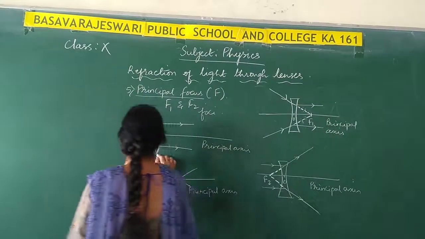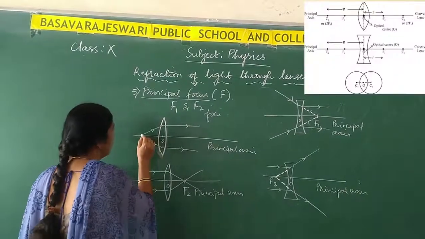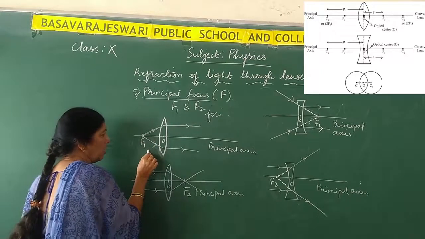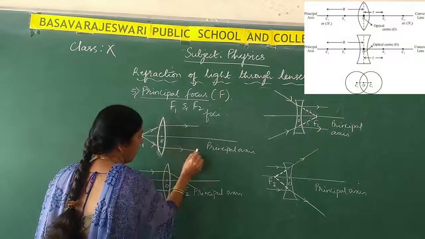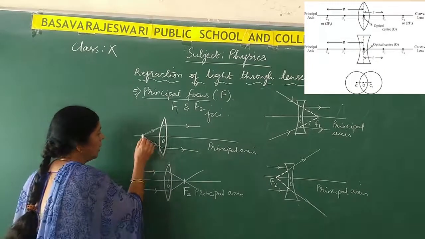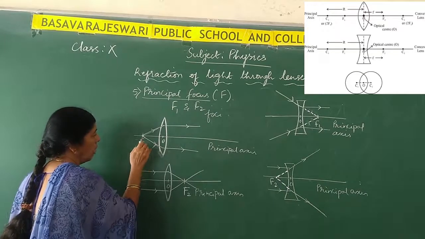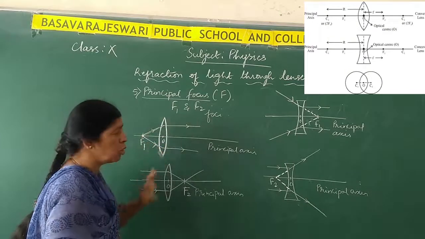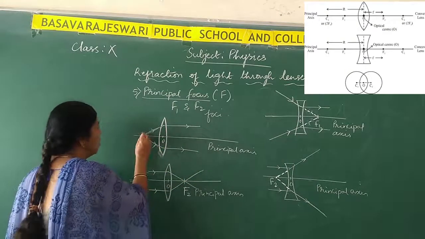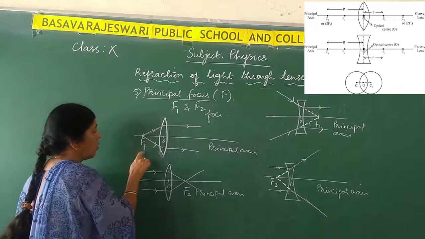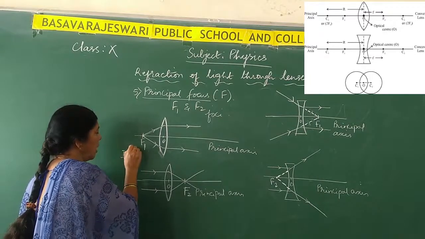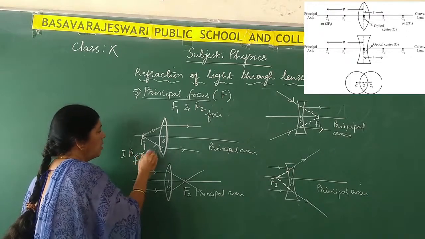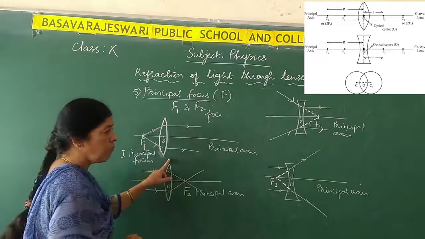Now consider a convex lens. See here, the rays which are coming from a point on the principal axis of the lens, after refraction they will run parallel. Once again I repeat, the rays coming from a point on the principal axis of the lens, after refraction they run parallel to the principal axis of the lens. This point on the principal axis of the lens is called the first principal focus, and it is named as F1. This is for convex lens.